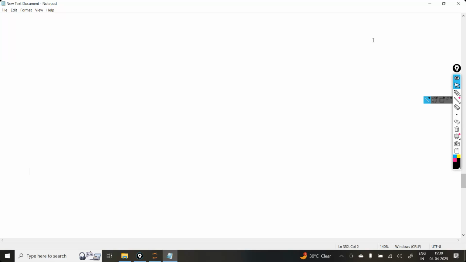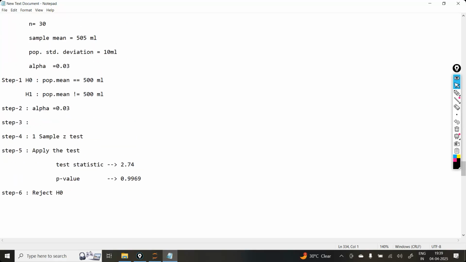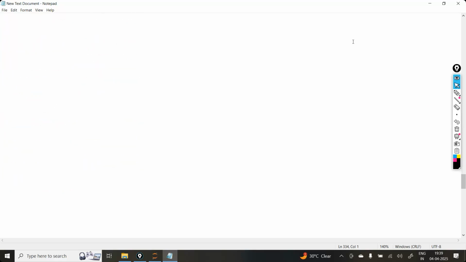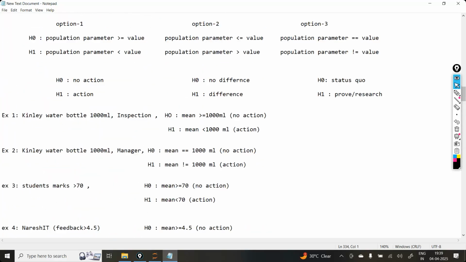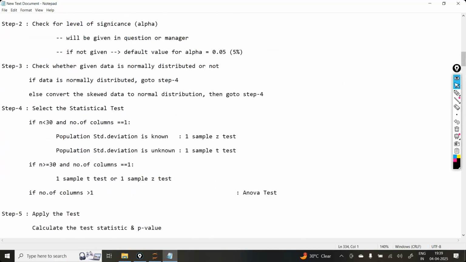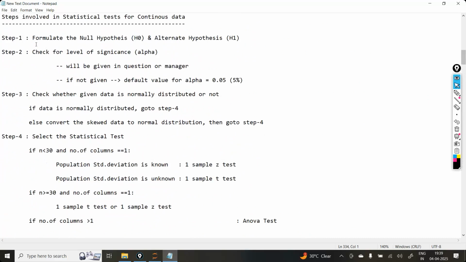So within the inferential statistics, what are the statistical tests we are doing now? While doing the statistical tests, what are the steps involved? These are the steps involved in the statistical test for continuous data. First, we write the null and alternate hypothesis, followed by checking the alpha in the given question, followed by checking whether the given data is normally distributed or not.